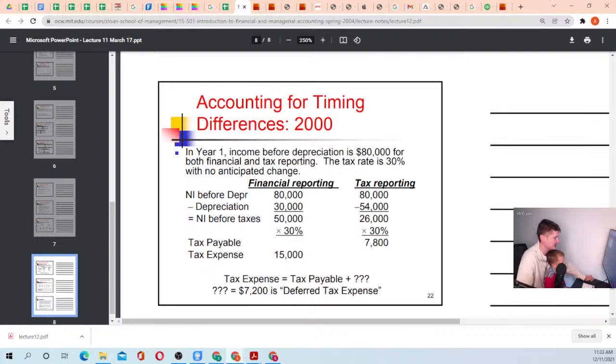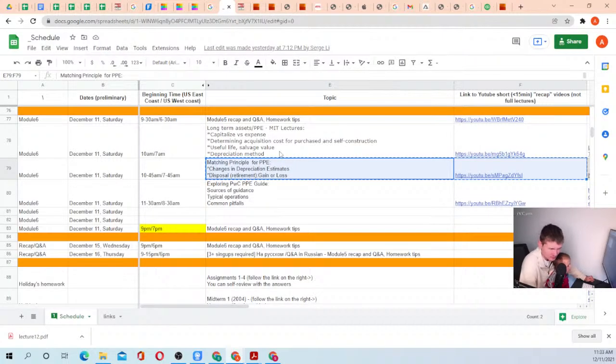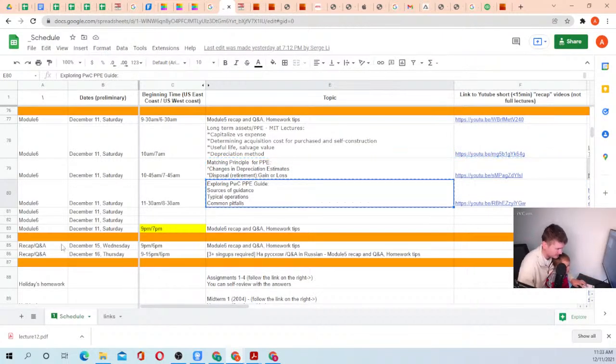Next part of the lecture will be about accounting guidance. We will do some overview of accounting guidance. It will not be a full overview of accounting guides.